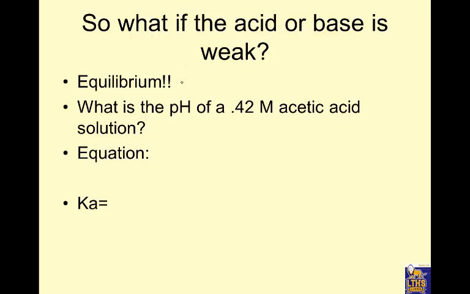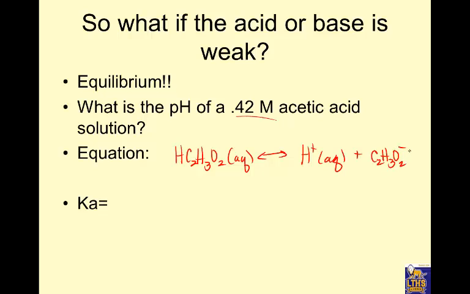But what if the acid or base is weak? Then we have equilibrium. So what is the pH of a 0.24 molar acetic acid solution? Well, let's write the equation for it. Acetic acid is HC2H3O2, okay, and at equilibrium with its ions. Now, the fact that it is weak means that this side is going to have more present at equilibrium than that side. So that Ka is going to be an expression that tells us a mathematical way to tell us that.